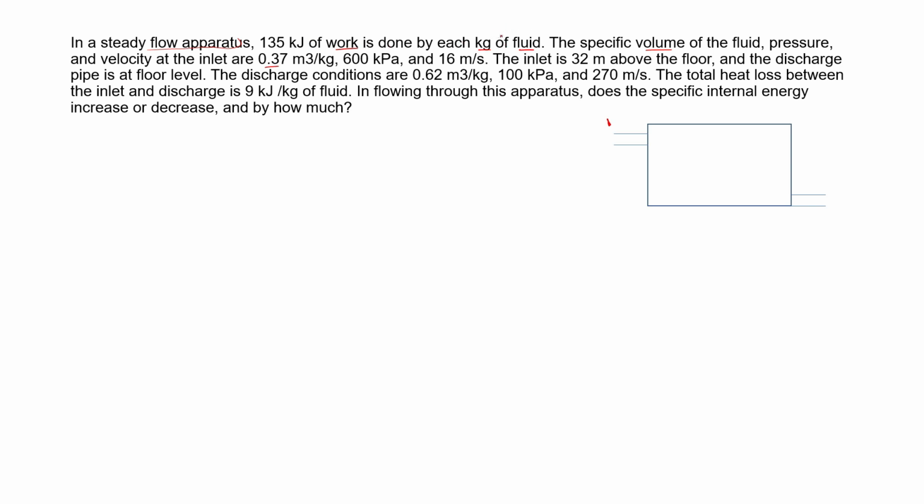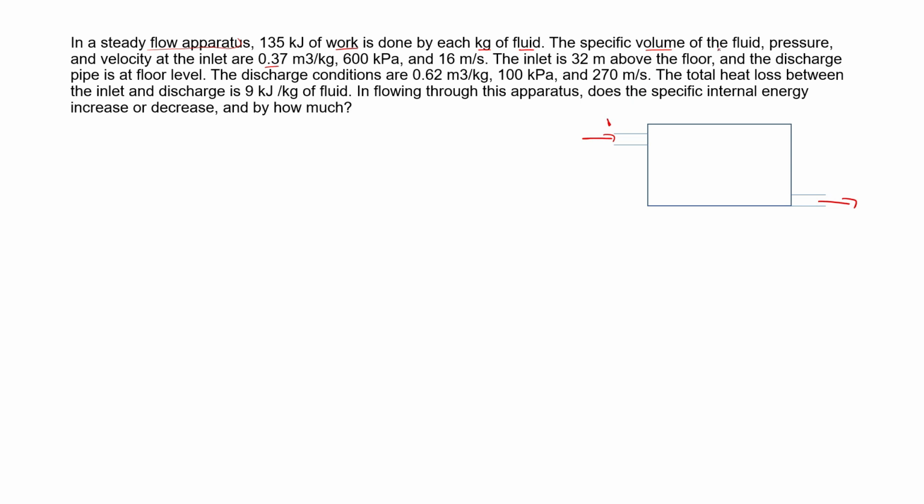So here it is given 135 kilojoule of work is done by each kilogram of fluid. So that means there is a fluid that is flowing through that is doing 135 kilojoule of work. That work will be positive because that is work done by the system. This fluid is our open system if we take that control volume.